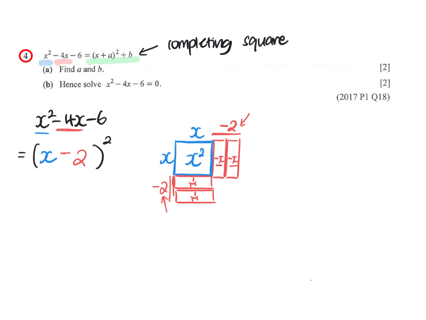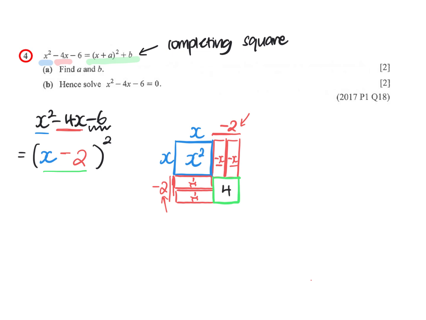Now, in this completed square form over here, (x minus 2) whole squared, we are supposed to complete this square with this square tile over here. And what is this number going to be? This number is given by negative 2 times negative 2, negative 2 whole squared, which gives me the number 4. So by right, this number over here is supposed to be plus 4. However, you will notice that the number in the question is not positive 4. This number is negative 6.